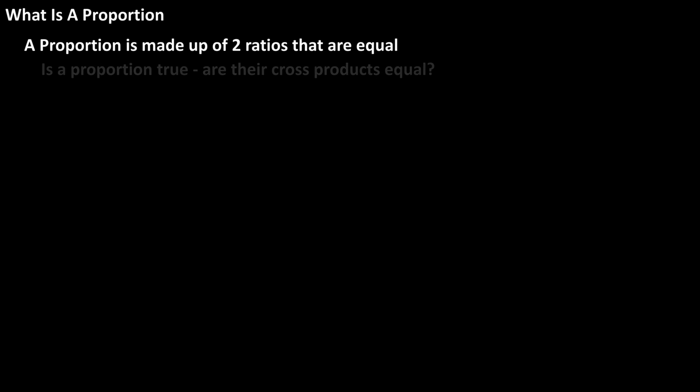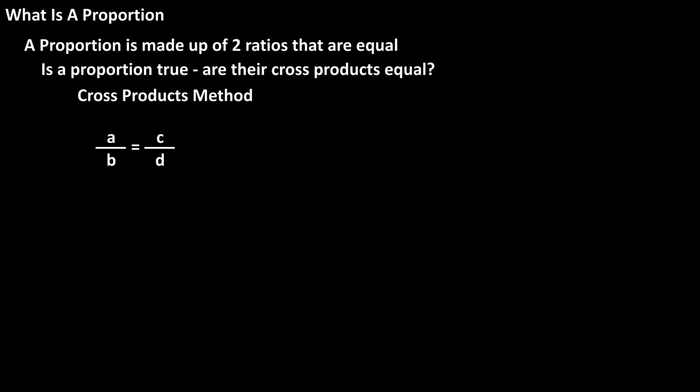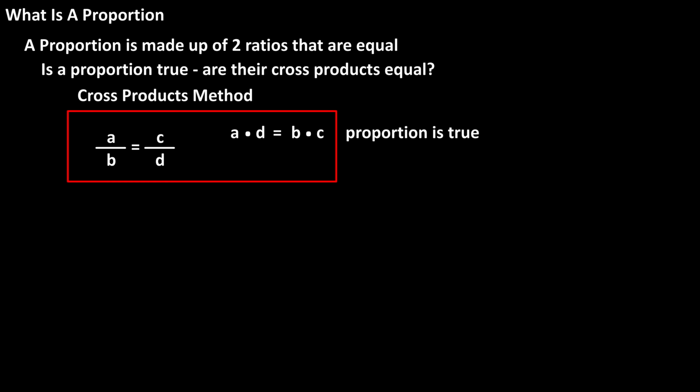And to determine if a proportion is true, you check to see if their cross products are equal. The cross products are found by multiplying the numerator of the first fraction, or ratio, by the denominator of the second fraction, and multiplying the denominator of the first fraction by the numerator of the second fraction, and if these values are equal, the proportion is true. This is often written as A over B equals C over D if A times D equals B times C.